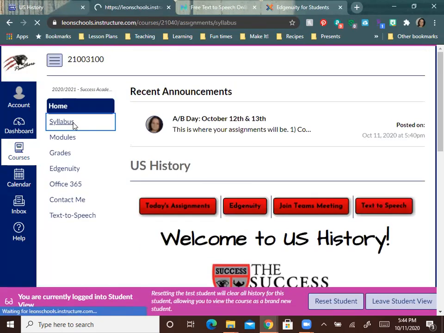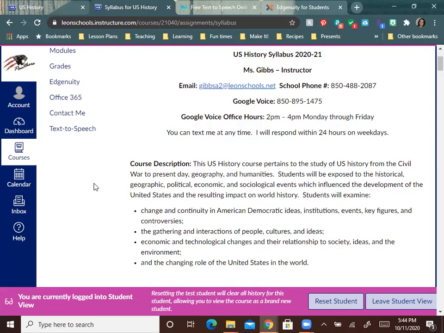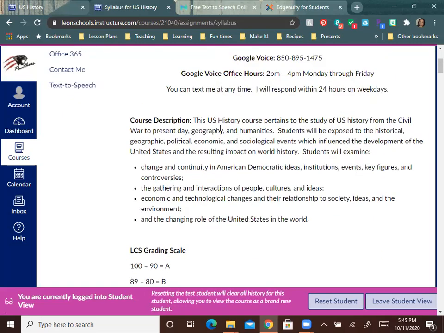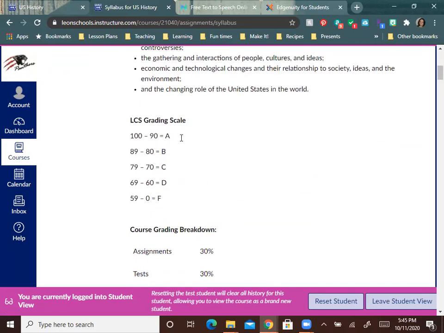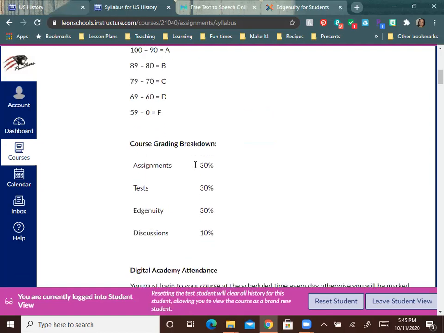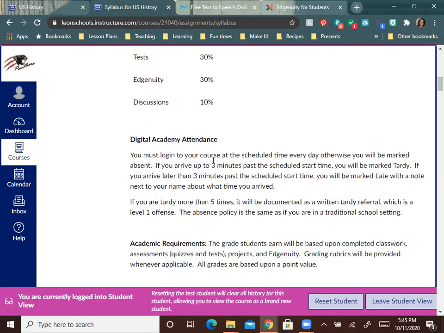All right, so let's review the syllabus really quick. I got here by just clicking the syllabus over here in our navigation tool. I'll let you guys read your course descriptions because they're all different. Everything underneath the course description is all the same. Our grading scale is the same across all of Leon County schools. And then my course breakdown is 30% for your assignments, 30% for the tests, 30% for Edgenuity, and our discussion questions are 10% each. So you do have Edgenuity and Canvas assignments that you need to complete.